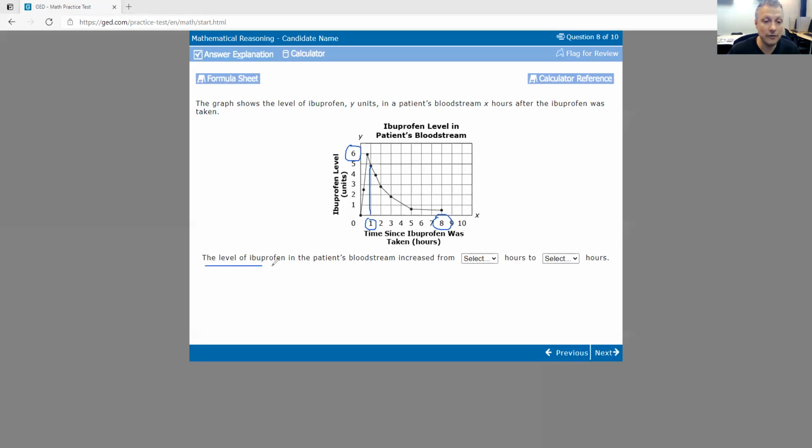The question says the level of ibuprofen in the patient's bloodstream increased, went up. It increased, right? From where to where? Well, we started at 0, right? From 0 hours. And then all the way up to here, all the way up to, maybe right on 3/4 of an hour. So up to 3/4 of an hour. So that's what we're going to select in here. We're not going to select from 1 to 2.